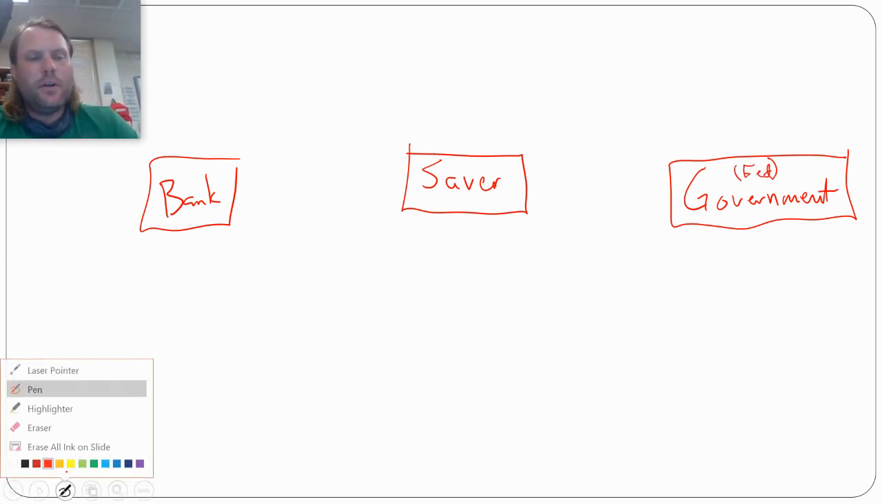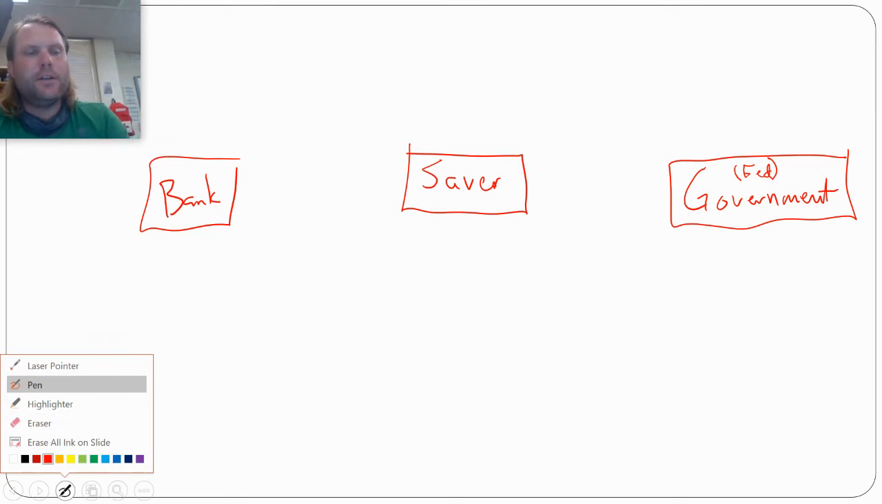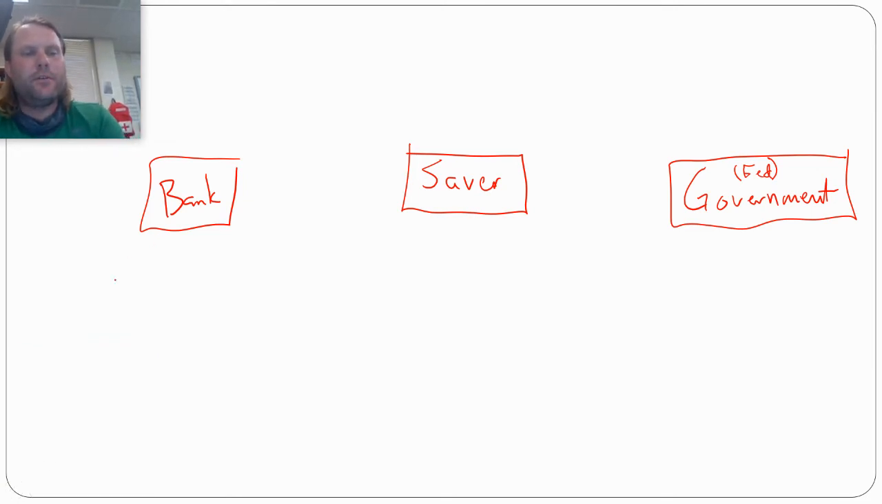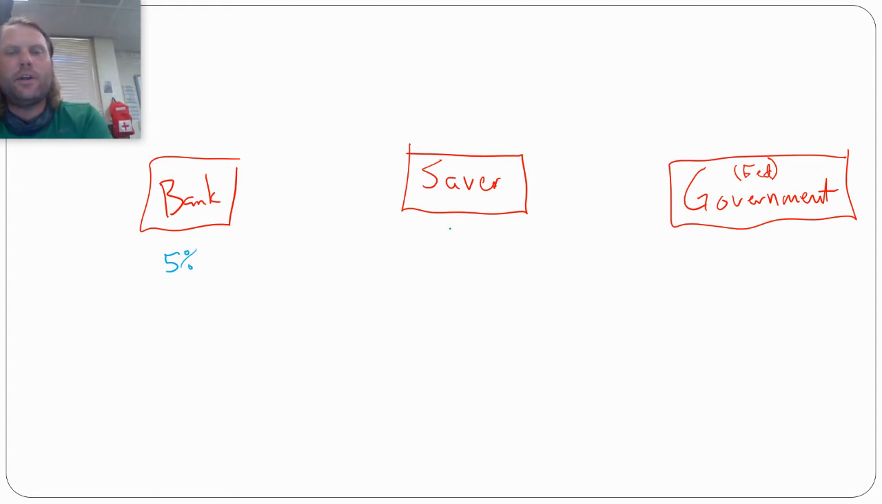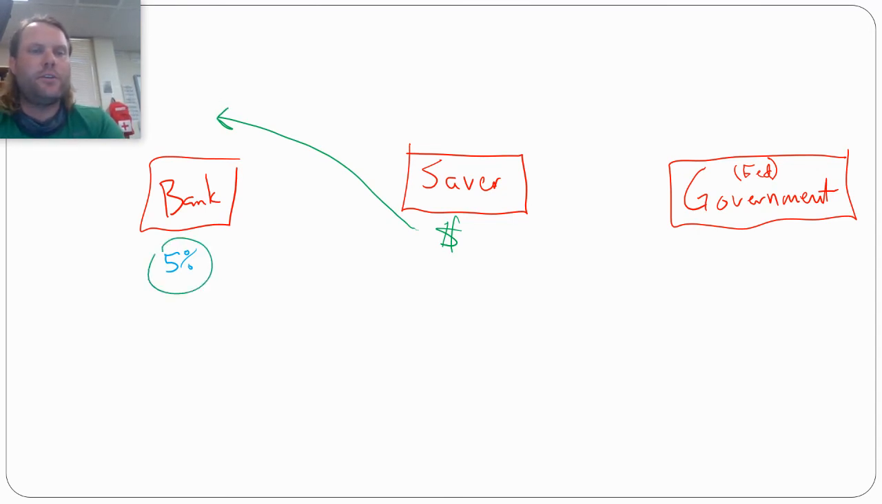So here's the deal. Let's say I've got my interest rates. Let's just say I set my interest rates at 5%. Now, let's say that the economy is moving along, and my saver here has some money in his pockets, and that saver is going to put some of that money into the bank. So it's set this interest rate at 5% in this particular case.